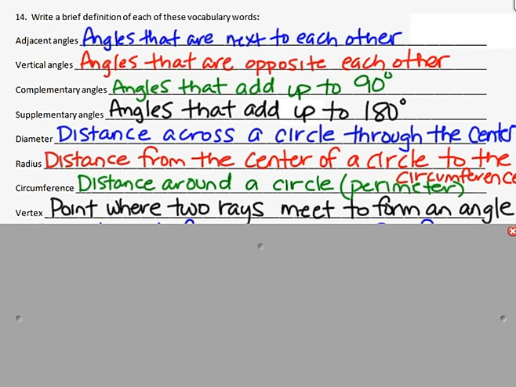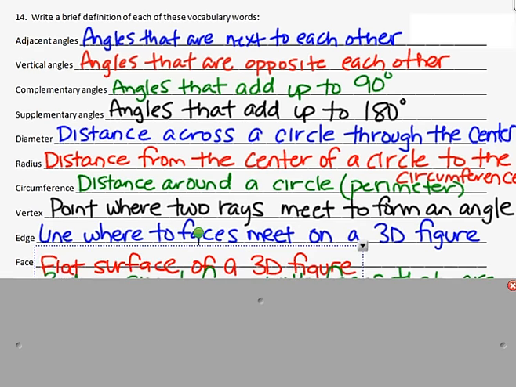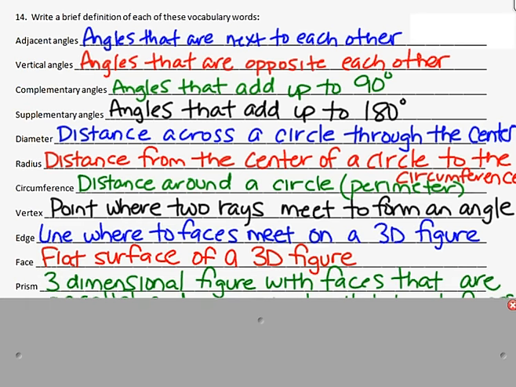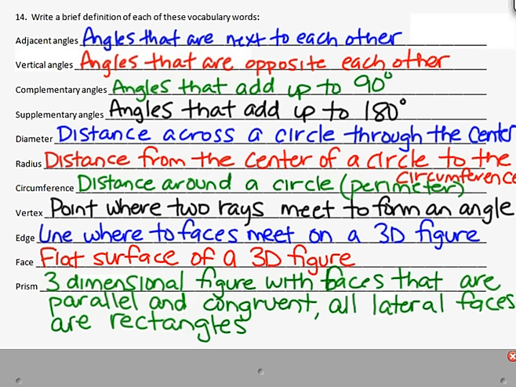Vertex is where you have two rays that meet in order to form an angle. An edge is a line where two faces meet on a three-dimensional figure. A face is a flat surface on a three-dimensional figure. And a prism is a three-dimensional figure with the bases parallel to each other. So that's going to be two bases that are parallel and congruent, and then all of the lateral faces, everything that goes around the sides, those are all going to be rectangles.